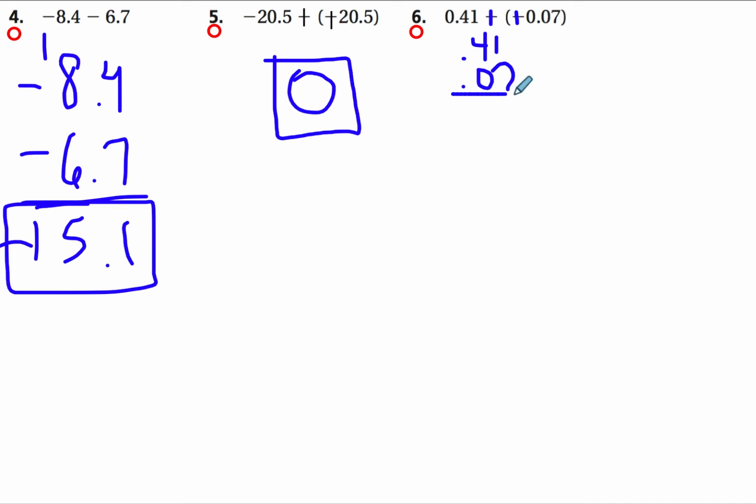Oh, that's horrible. Okay, 1 plus 7 is 8. 4 plus 0 is 4. So I get 0.48 as my answer. I guess we might put the 0 there. So 0.48 is our answer.